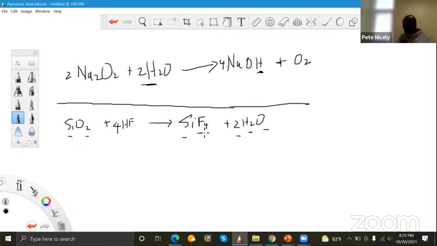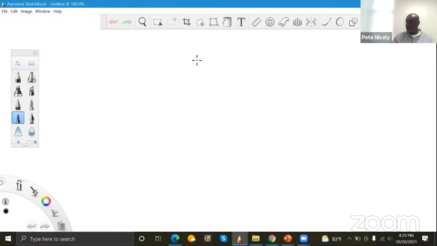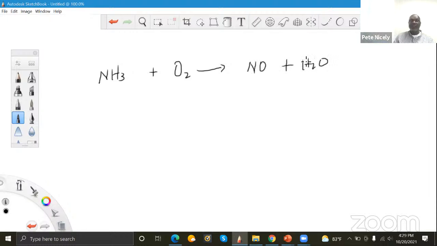All right, so that's basically that part of question number 1. And then there's another part of question number 1 where they give you the unbalanced equation basically, and you're asked to balance it. So the first one is NH3 plus O2 to give NO plus H2O. So how would you go about balancing this equation?